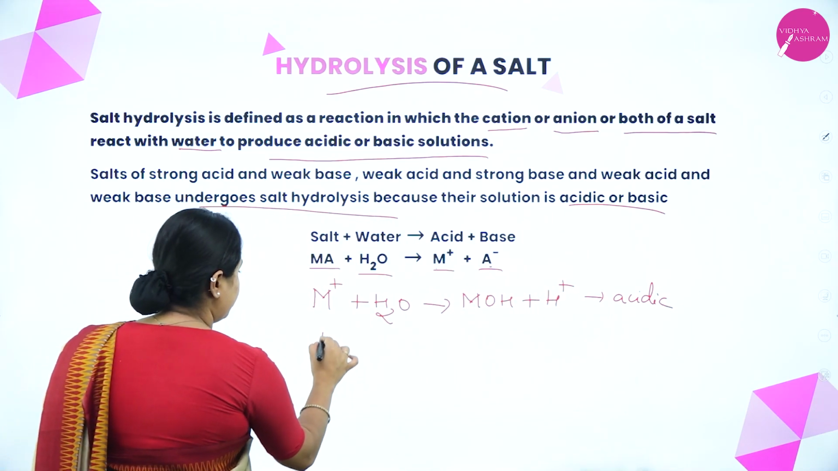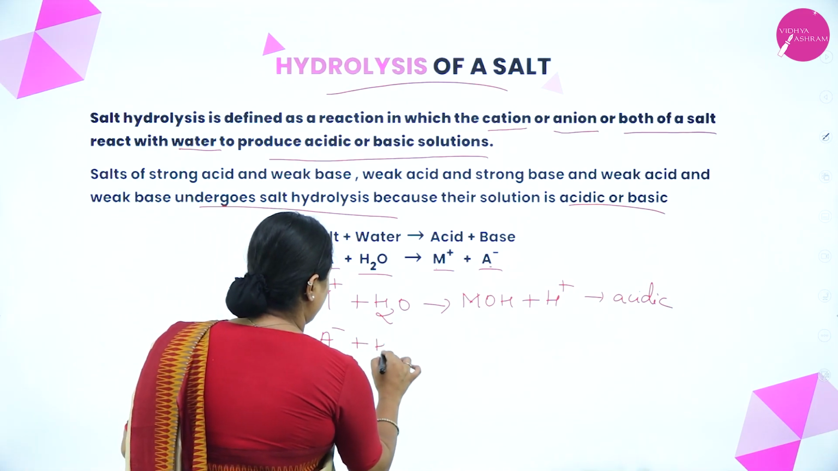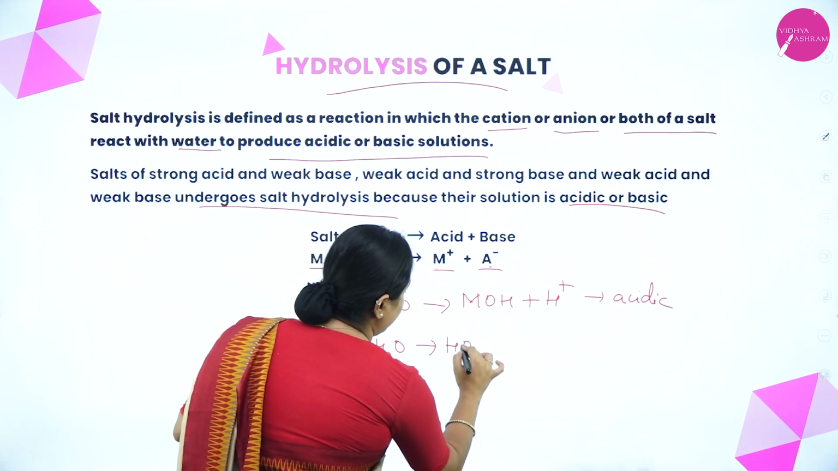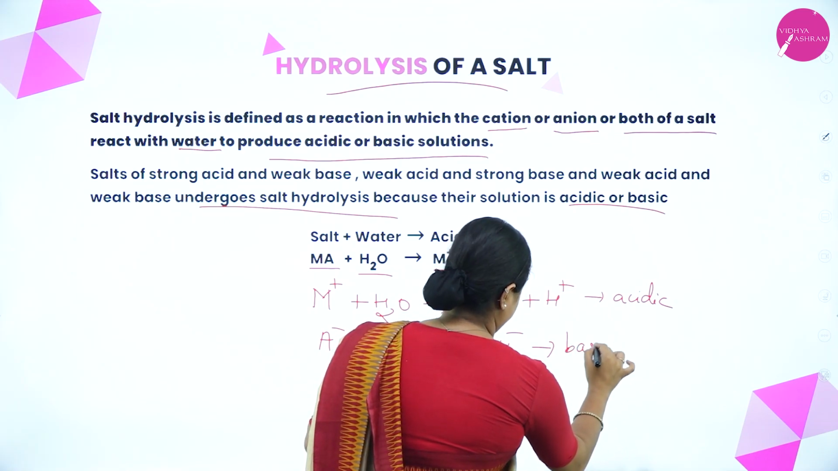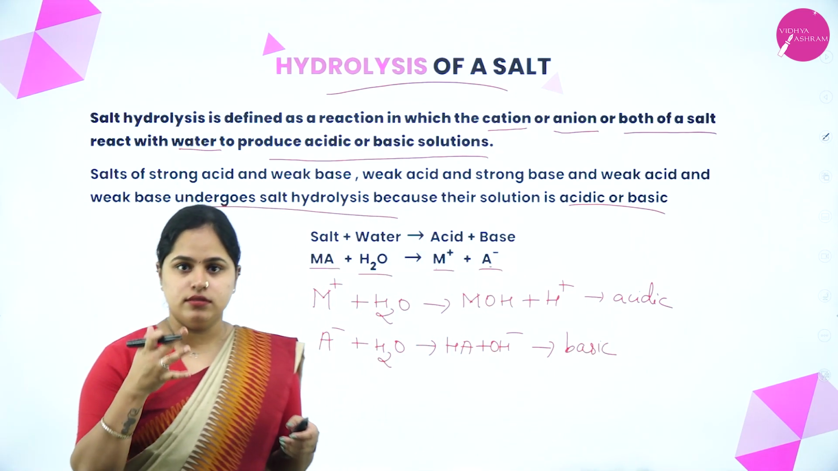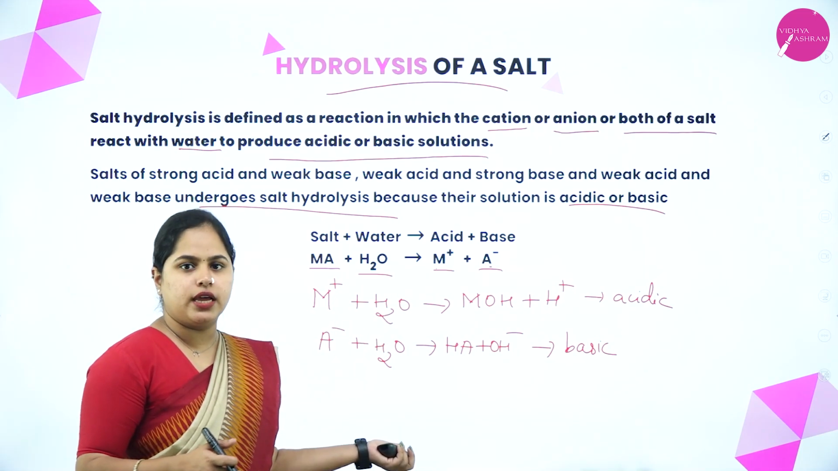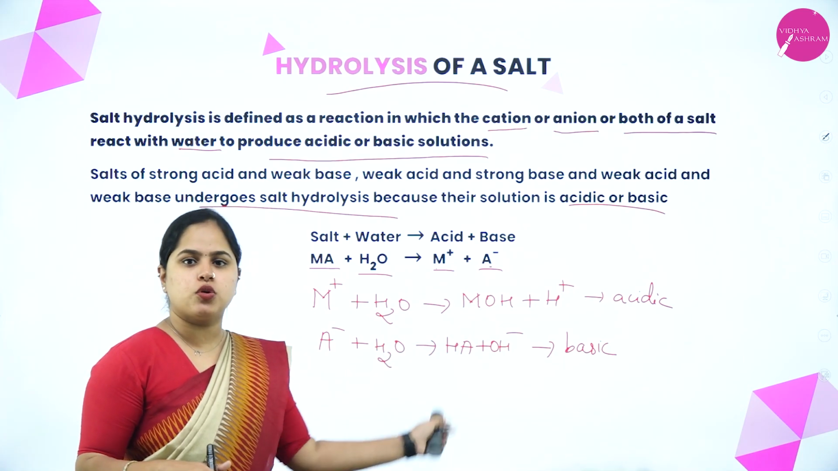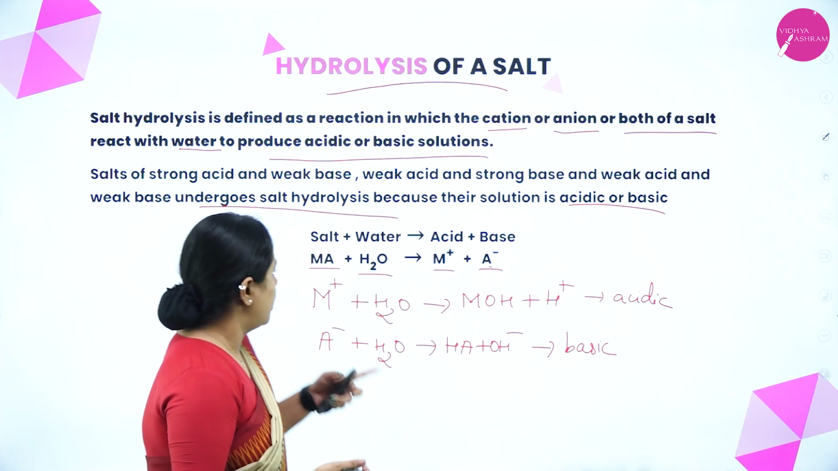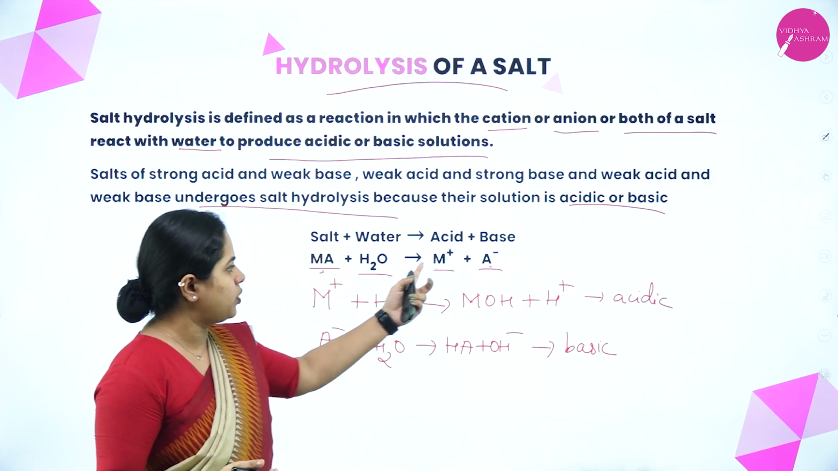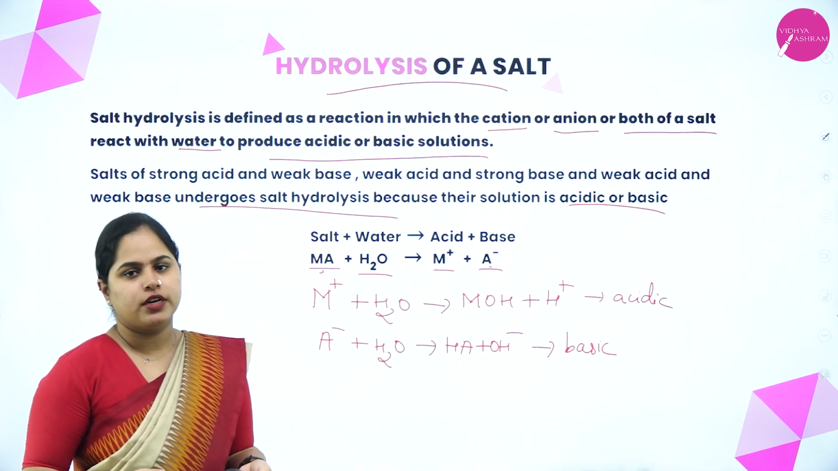Now what else is there? A-, the other ion of the salt, undergoes hydrolysis and forms HA and releases OH-. So this will be a basic solution. So this is how the anion and cation, either of these can undergo hydrolysis or both can undergo hydrolysis and form an acidic solution or a basic solution. So this is how salt hydrolysis takes place. This is the salt which dissociates into M+ and A-, which undergoes hydrolysis to form acidic and basic solution. So I hope it is clear.